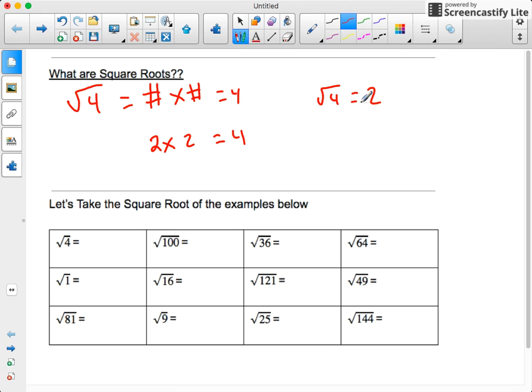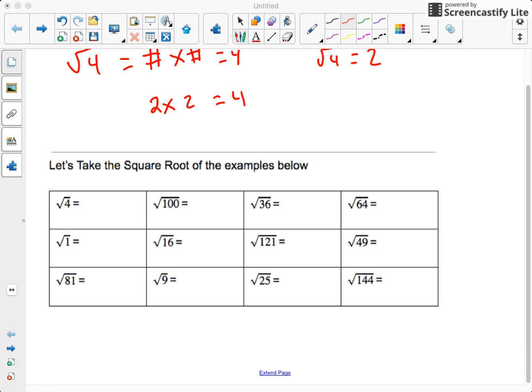So I'm going to invite you to pause your video. Pause it now and try those examples in the squares below. All right, so we're back. Now I'm going to give you the answers so you can check them and see how you did.